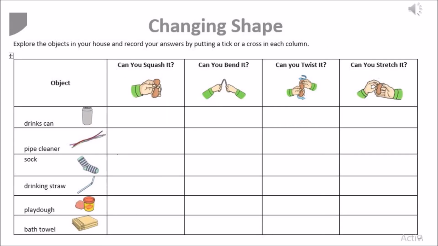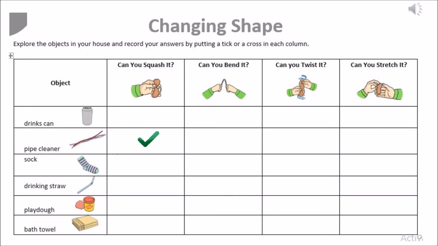For the Changing Shape worksheet, I want you to look at these items in your house and record your answers by putting a tick or a cross in each column. I'll do one example for you here. For example, the pipe cleaner. Can we squash it? And the answer is yes, because the little fibers, the little fluffy pieces on the pipe cleaner, are able to be squashed and it changes the shape, it compresses the fibers.